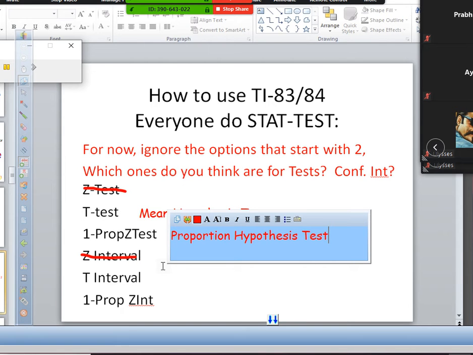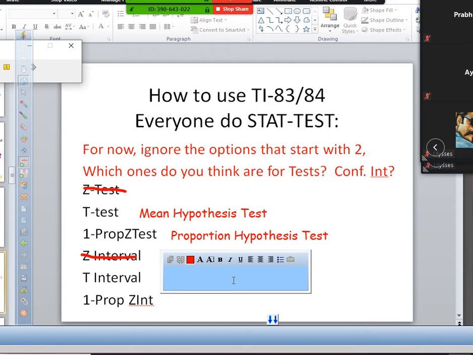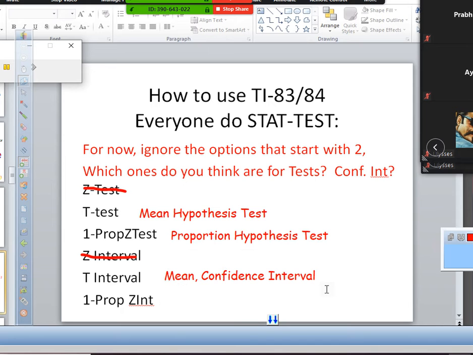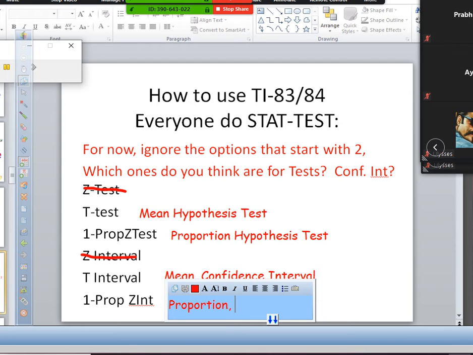And then the two that are below that, the t-interval is for a mean, t, right? T, mean, Mr. T, it's for a mean, but it's a confidence interval, because interval, int, interval. And then if you go down a little bit further, you'll notice there's a 1-PropZInt also, and that is for a proportion confidence interval. Okay. So do you guys have questions about which ones of these go with which ones?